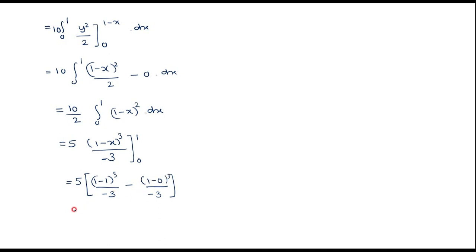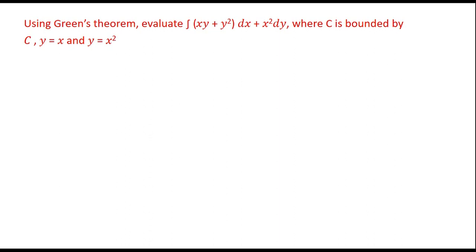So minus minus plus, we have the solution as 5 by 3. So this is according to Green's theorem. The solution of the given line integral is given by 5 by 3. Let us take one more example of the same type.